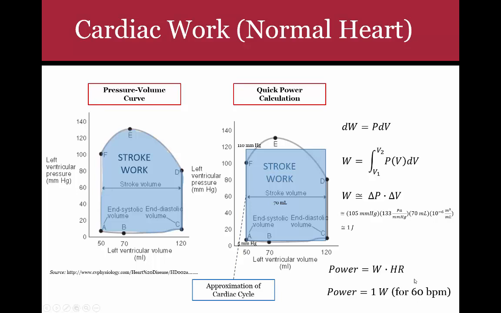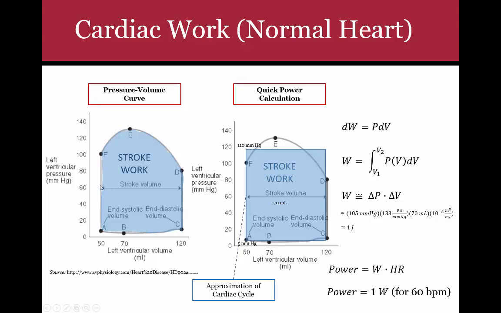And so let's say you have 60 beats a minute, so 1 beat per second, that would give you about 1 watt of power. So your heart is outputting approximately 1 watt of power, which is quite a bit of work or energy you have to output.